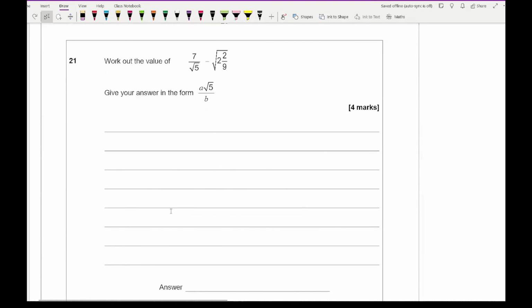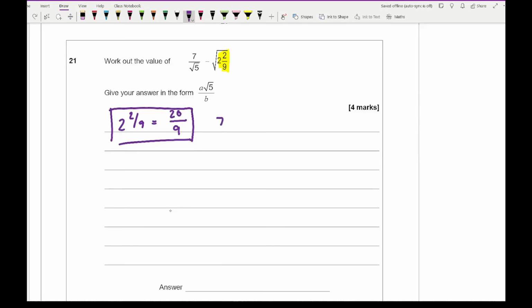Now moving on to question 21, it says work out the value of 7 over root 5 minus the square root of 2 and 2/9. Give your answer in the form of a root 5 over b, where a and b are integers. So let's first work with the root. 2 and 2/9, if we convert that into an improper fraction, becomes 20 over 9. Just put a little box around that.